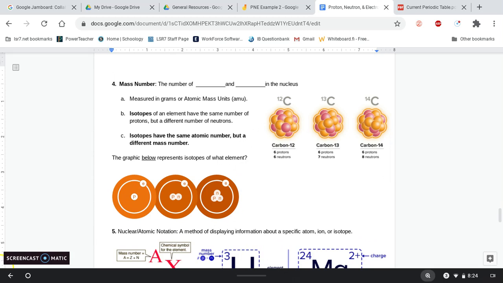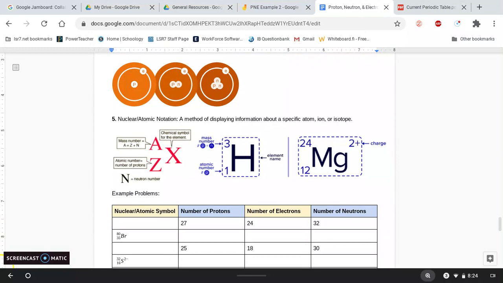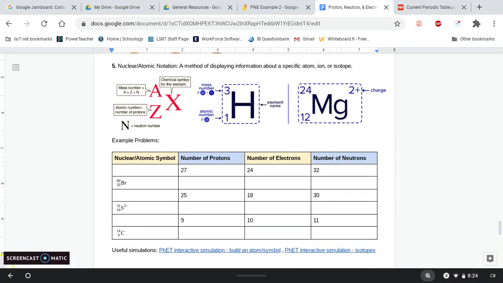So we will continue to work with the isotopes. I've got a whole exercise you guys are going to do later on the isotopes. Okay, so we're going to dive into this last bit, which is going to explain how to write out what we're going to call a nuclear or an atomic notation.